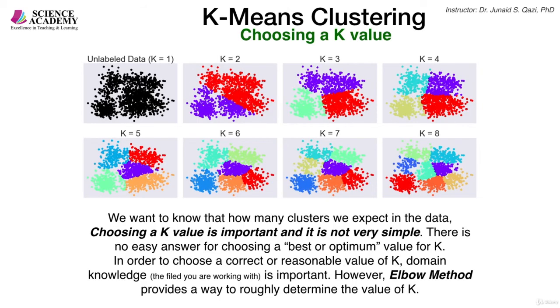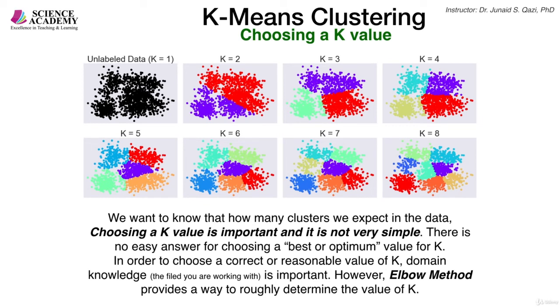Let's have a look at the same data with k from 2 to 8. They all look good. K equal to 2, that looks a good clustering. K equal to 8, yes, still it looks a good clustering. So what is the method? Is there any optimum value for k?